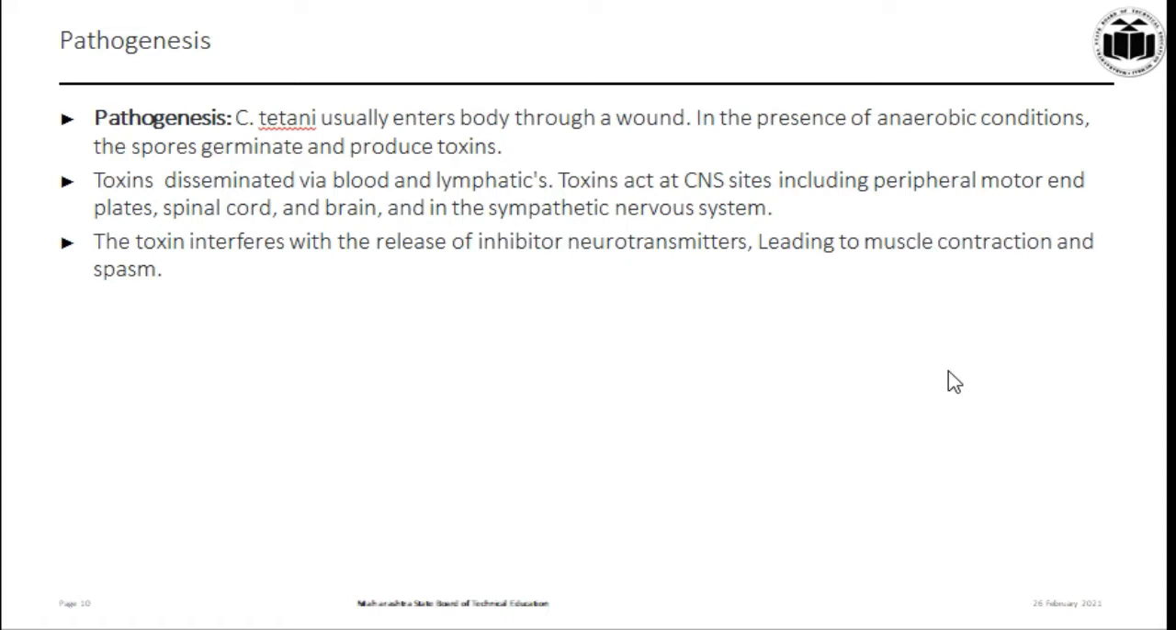So to know that, you must perform certain lab diagnosis techniques for identification of this bacteria, that is Clostridium tetani. So now we will see what are the lab diagnostic methods which are to be used for detection of Clostridium tetani.